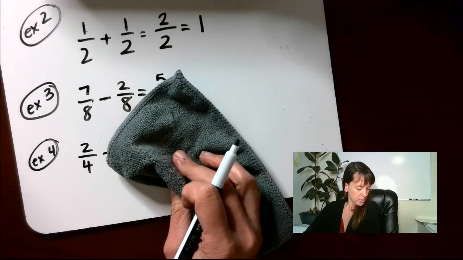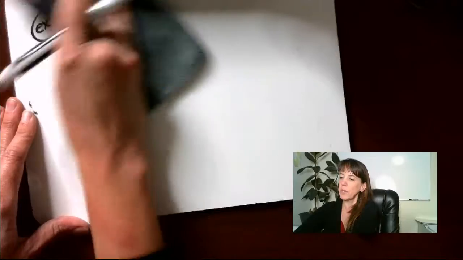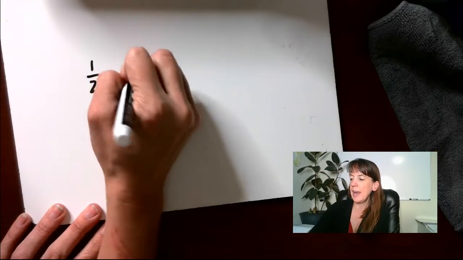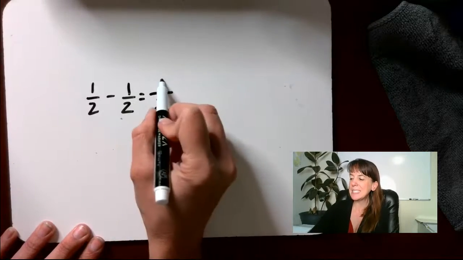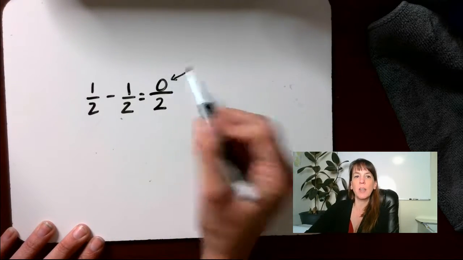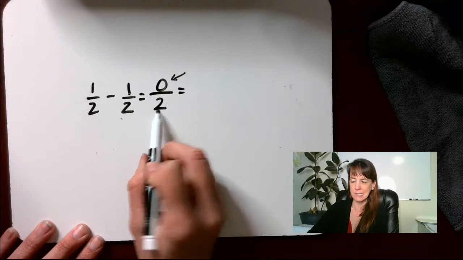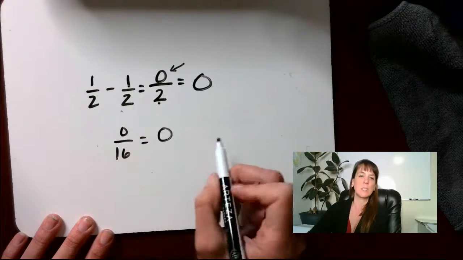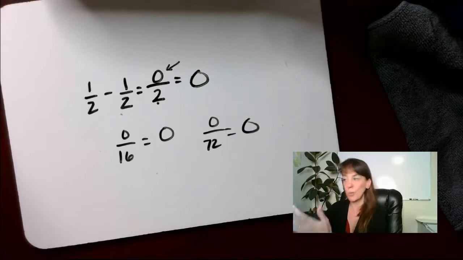All right, guys, this is another good one. The last example shows 1/2 minus 1/2. We keep this as 2. 1 minus 1 is 0. Guys, anytime you get 0 on the top like this, it doesn't matter how many slices the pizza is sliced into. The whole answer is 0. So if you get 0/16, that equals 0. 0/72, that equals 0. So on and so forth.